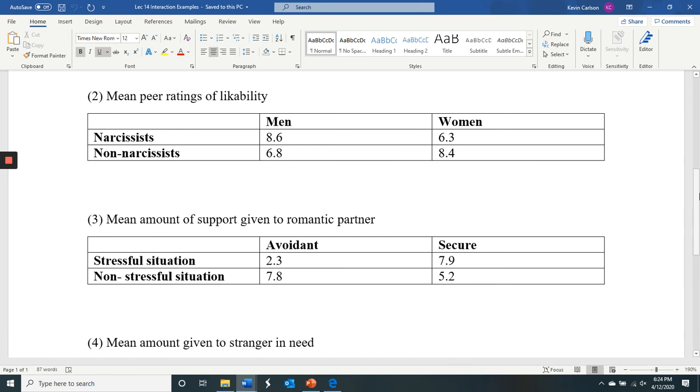And actually what I'll do is I'll explain the studies real quickly here. So here's always the DV. So here is the average ratings of likability, and we're asking people's peers. And we're looking at 2 predictor variables. Again, we're dichotomizing gender, which is not the reality, but we're just doing it for ease of interaction interpretation. Men versus women. And then we have narcissist versus non-narcissist.